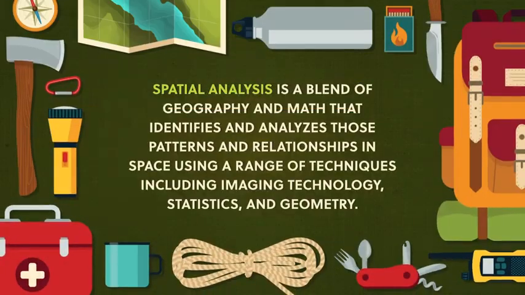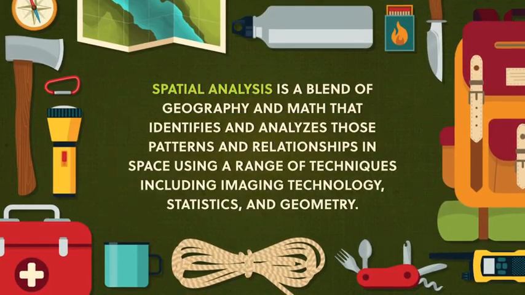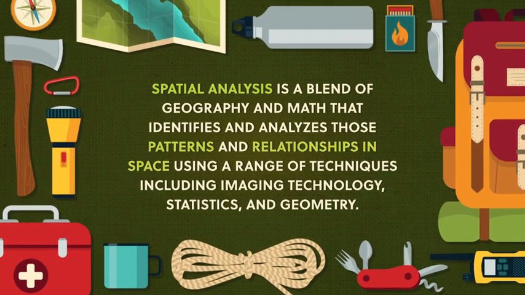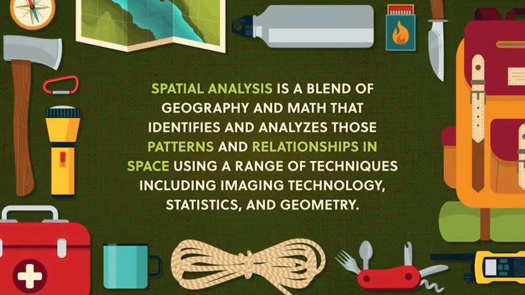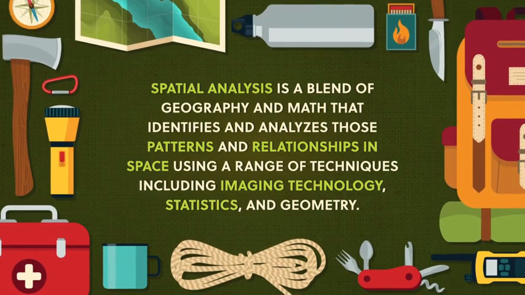This term comes from the word topology, which refers to how the pieces of something are related or arranged. We also see topological space in action every time we ask our phones to route us somewhere. We're really asking Google Maps to look at how our beginning and ending locations are related and find the most efficient connection based on what's physically in the area. Spatial analysis is a blend of geography and math that identifies and analyzes those patterns and relationships in space using a range of techniques, including imaging technology, statistics, and geometry.